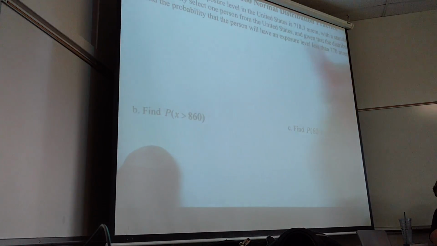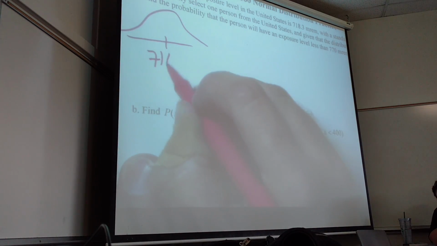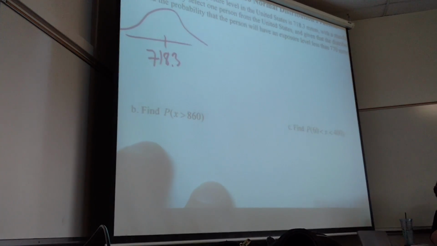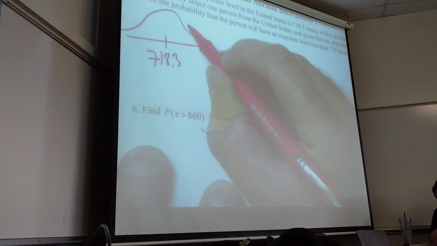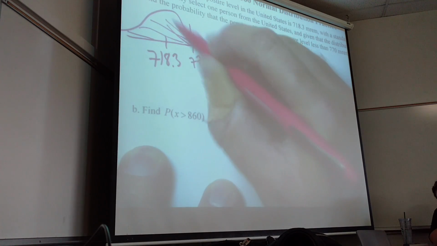So less than 770. I want to draw the picture for myself. In the middle goes what? I like it. And I want an exposure less than 770. So that will go down here.